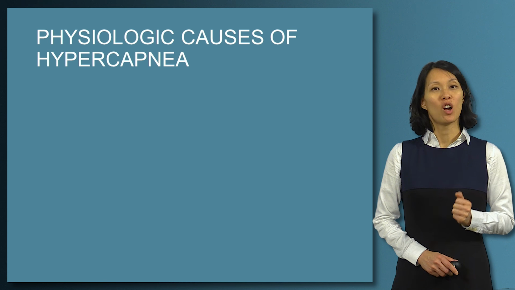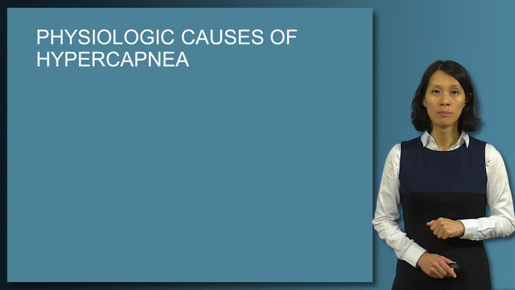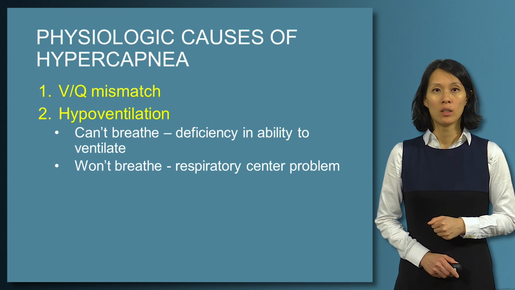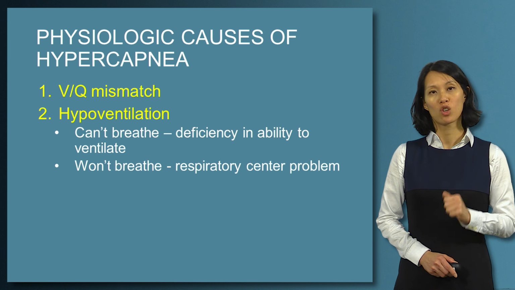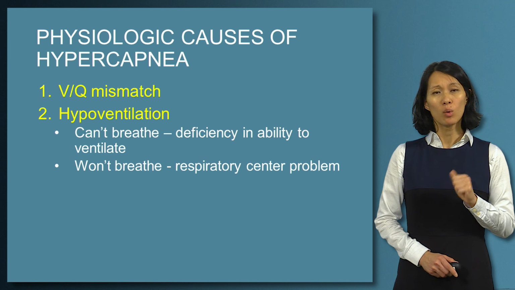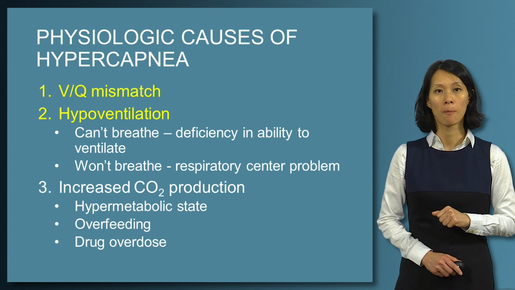When we think about physiological causes of hypercapnia, there are really three main things that we think about. The first two are related to CO2 removal. VQ mismatch and hypoventilation are probably going to be the two most common causes of hypercapnia. And we'll get a little bit more into details about this within the lecture on Monday.